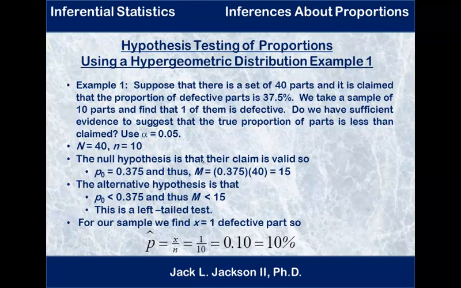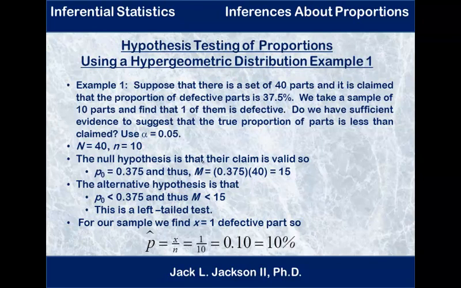The null hypothesis would be that their claim is valid. So P0, the true proportion in the population in decimal form, is 0.375. And so M is 0.375 times 40, which is 15. Of course, M has to be a whole number. It works out to be 15 here.